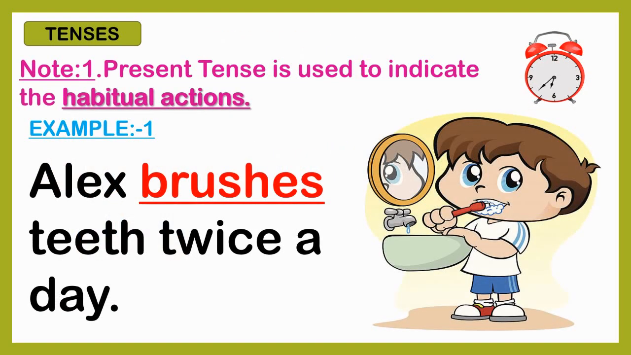Children, you have to keep it in mind. Present tense is used to indicate habitual actions. And the example is: Alex brushes teeth twice a day. Children, in this sentence, the verb brushes indicates an action in the present. And in this case, the verb simply ends with es.